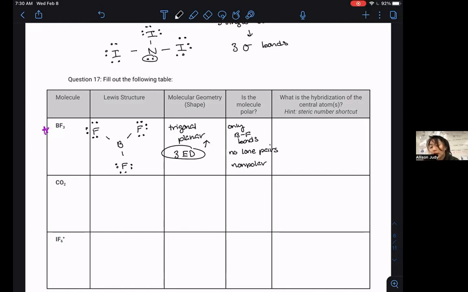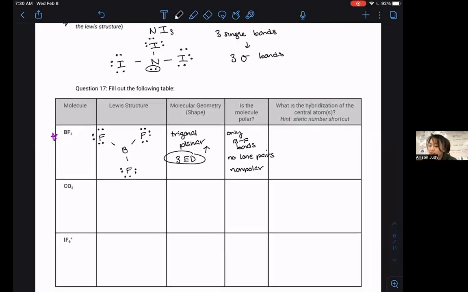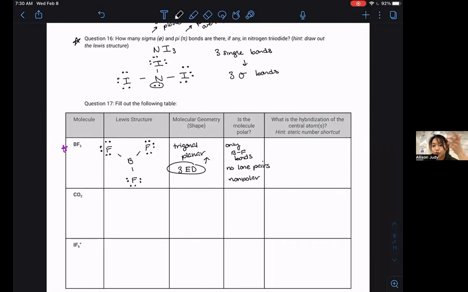Now, I could have also used the Pauling scale to determine if the individual bond is polar or nonpolar, and then looked at the symmetry. But I'm realizing it's actually often more helpful to look at the symmetry first, based off of the geometric shape, and then look at the individual bonds.